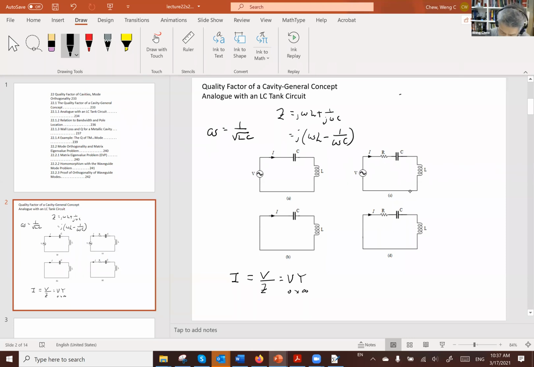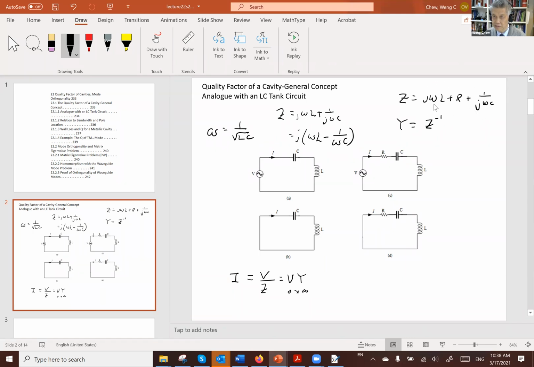the impedance Z is now j omega L plus R plus 1 over j omega C. And then you can actually work out the admittance, which is the inverse of this. You find that these two terms can never exactly cancel each other. If omega is real, this thing cannot go to 0.